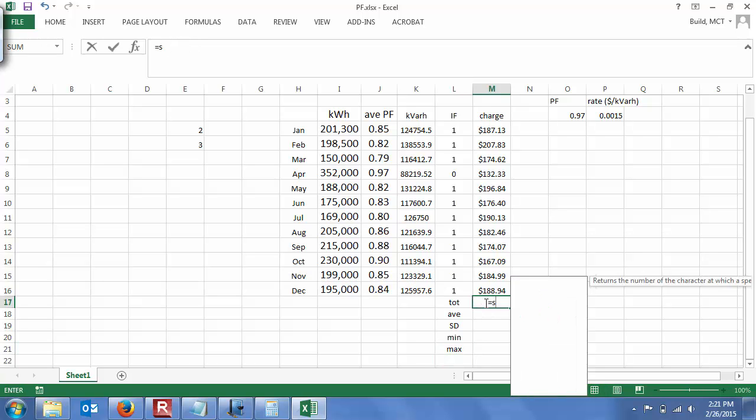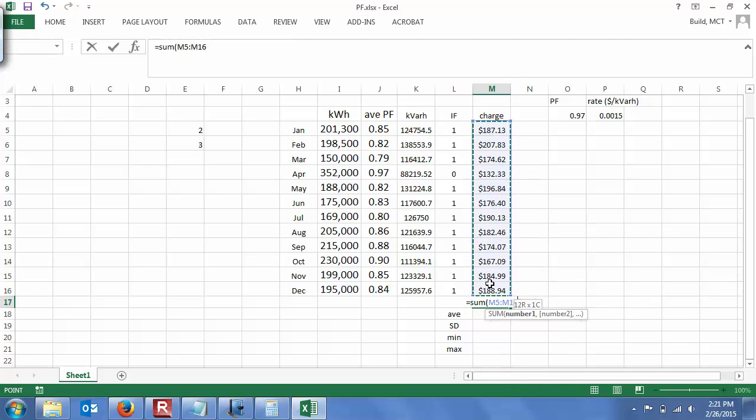Equals sum. And since we're doing all of these, it would behoove us to put the absolute reference sign in there. All right, there's the total. What's the absolute reference sign? Just the dollar sign. That's what I call it. It pins it. Because what I want to do here is drag this down.